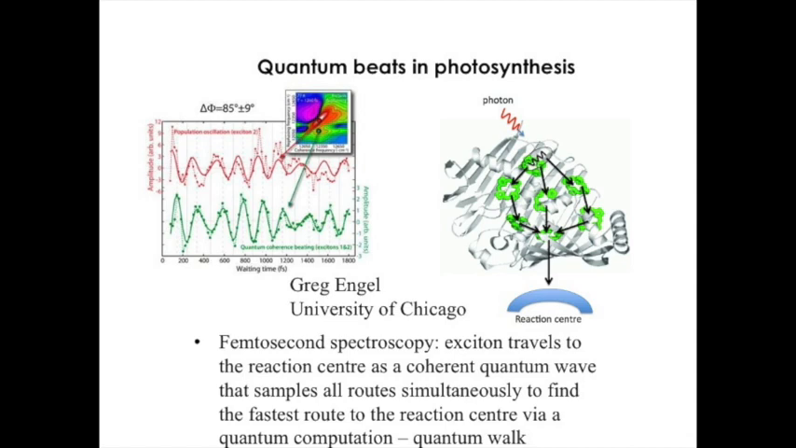So it's like the quantum skier. It goes through both ways, or all possible ways, simultaneously. And this seems to be part of the reason, at least, why it finds its way to the reaction center so quickly. It tries all routes simultaneously. So the exciton travels to the reaction center as a coherent quantum wave that samples all routes simultaneously to find the fastest route to the reaction center via something called a quantum walk.